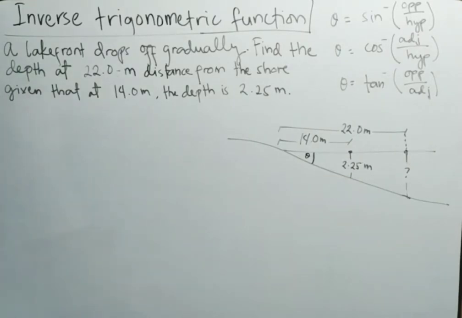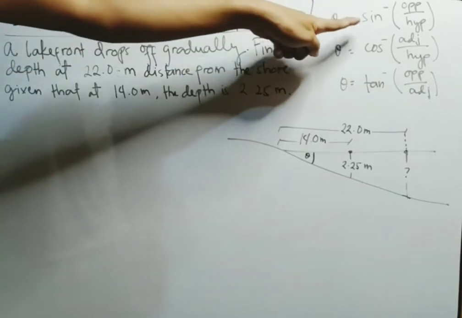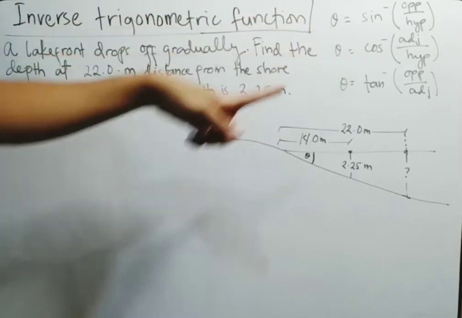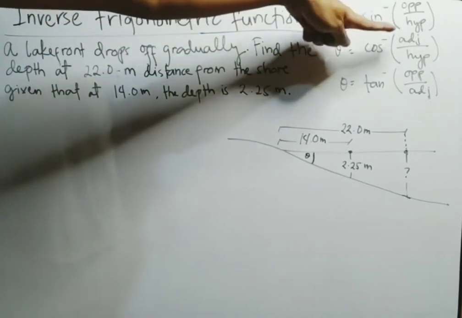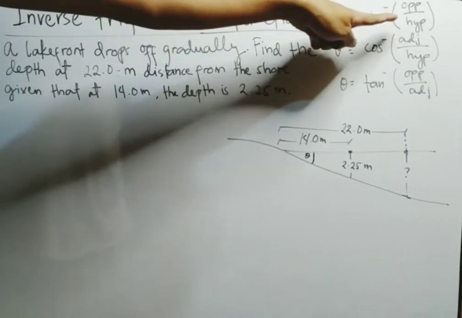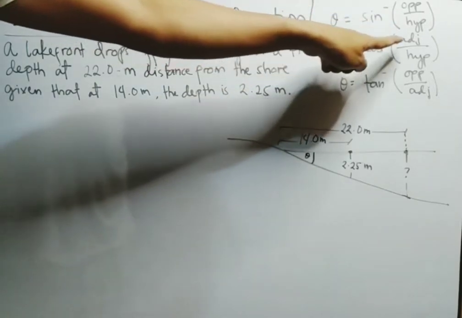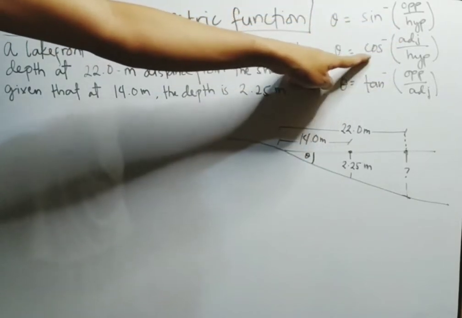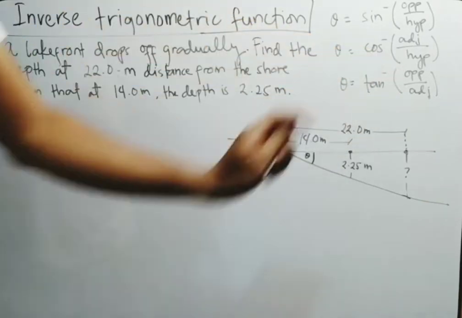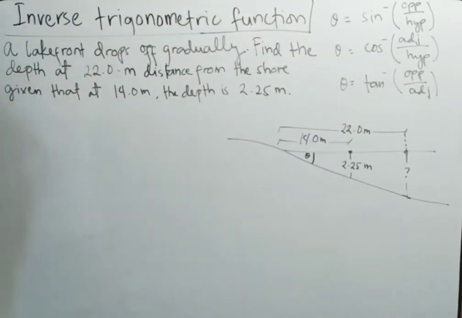Okay, so kung i-recall natin ang nakaraang video, nakuha natin that sine theta is equals to the opposite over the hypotenuse ng isang right triangle. For cosine naman, that's the adjacent side over the hypotenuse side, and for tangent, that is the opposite side over the adjacent side.